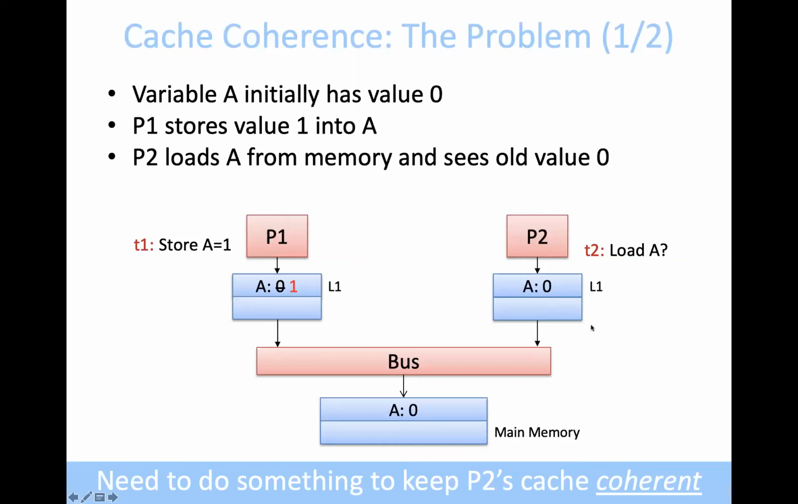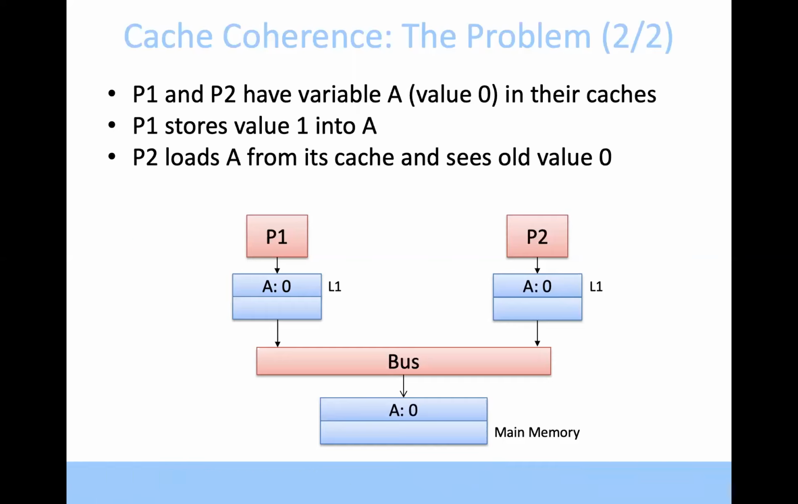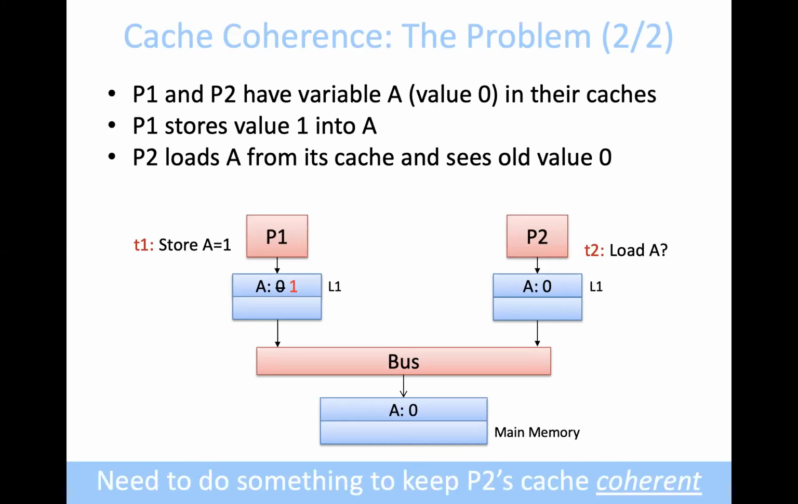This could lead to errors in the system where, as you wrote your program, you assumed that you write that 1 and it should be visible to P2, but P2 is seeing the wrong thing. So you need to do something to keep P2's cache coherent with P1's cache. Another example of the same thing is, if both of them had already loaded the old value, you make one change from one to the other, but nothing happens. The update is not getting propagated to the other cache.